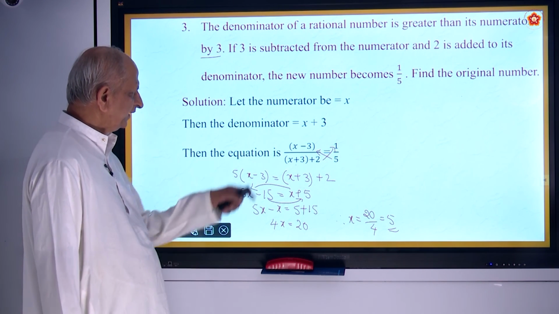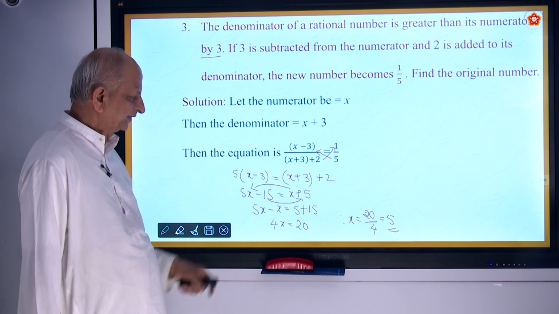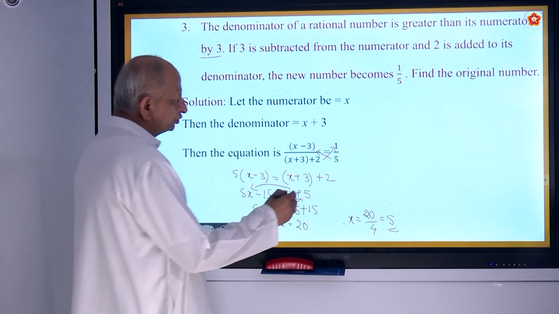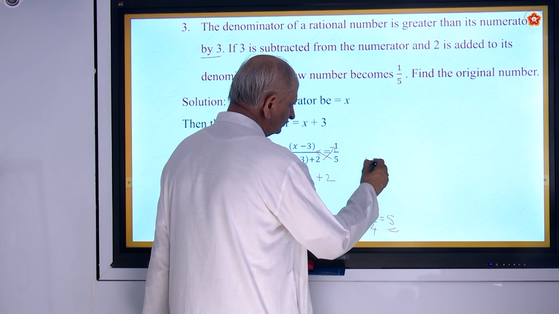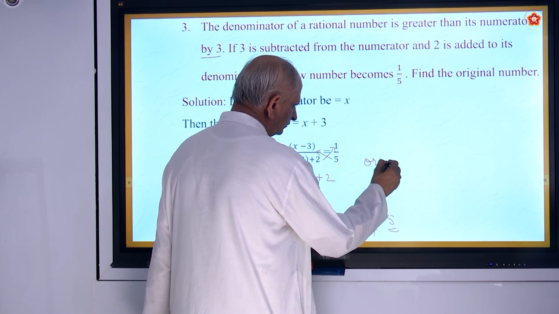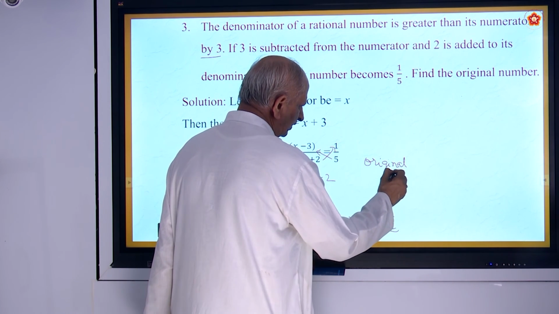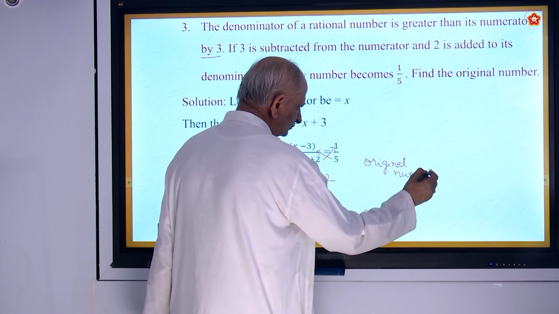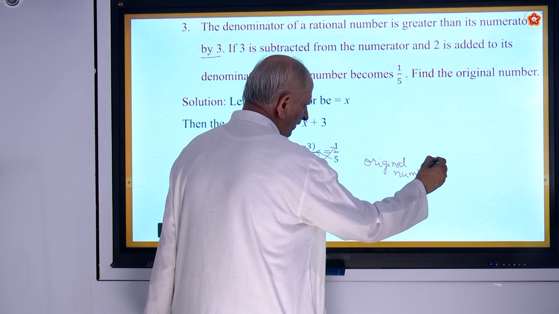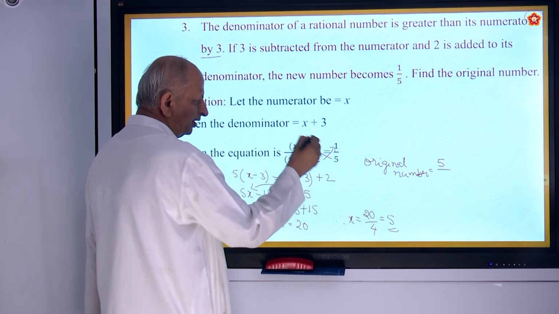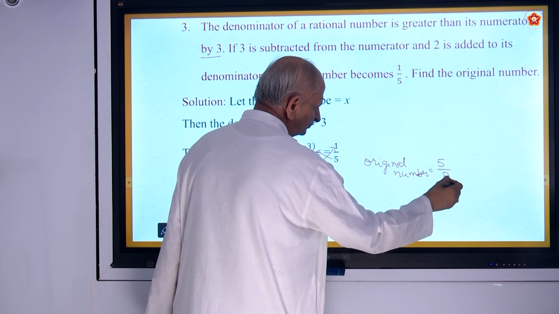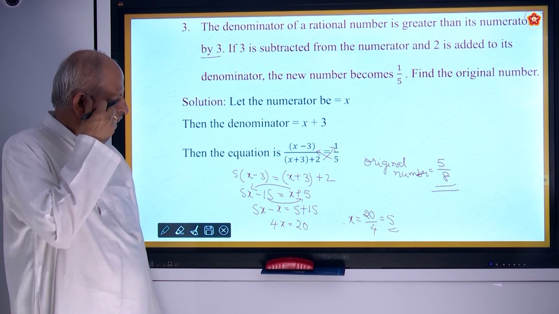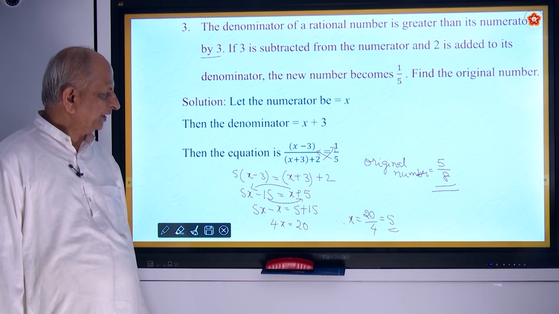Okay, what is that x we have taken? Numerator x. What denominator becomes? 5 plus 3, 8. So, the original number, or it actually is a fraction, a rational number, is equal to 5 by 5 plus 3, 8. 5 by 8, that is the answer. You can verify it also.